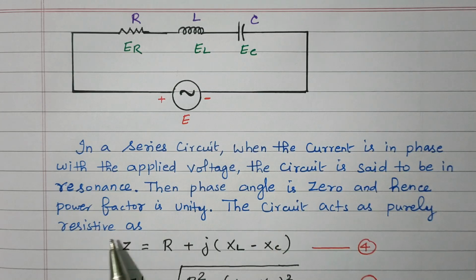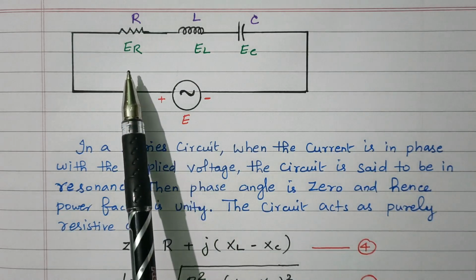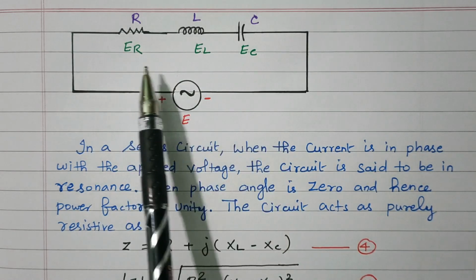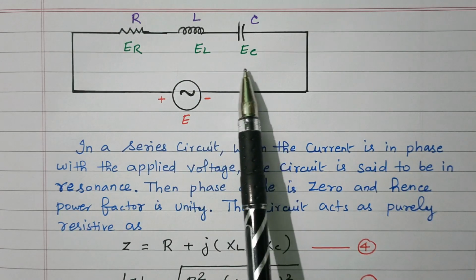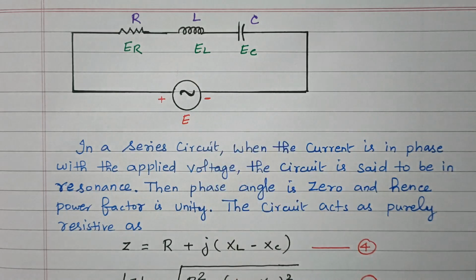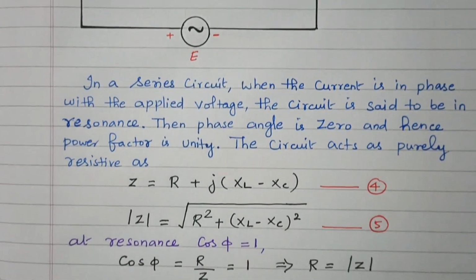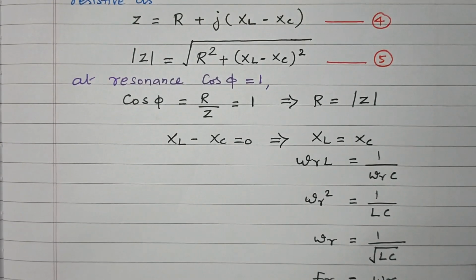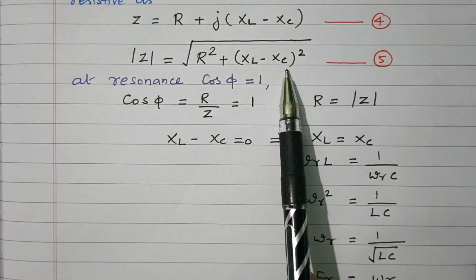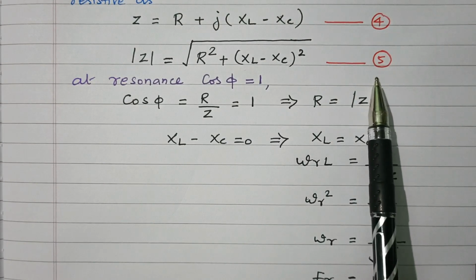The circuit acts as a pure resistance, where Z equals R plus j(XL minus XC). Take this as equation number 4. That is the impedance of this series circuit, with resistance, inductive reactance and capacitive reactance. The magnitude of Z is the square root of R square plus (XL minus XC) the whole square. Take this as equation number 5.